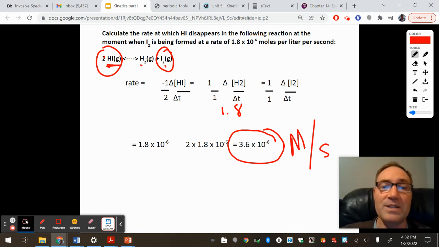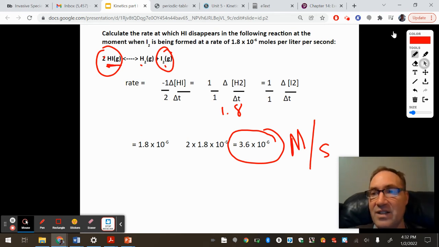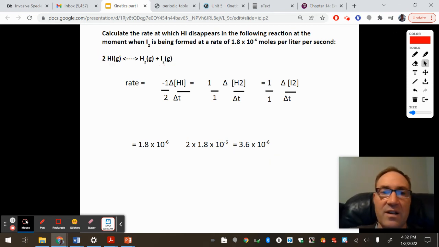Okay, so when expressing it, you use the 1/2 or whatever the coefficient is. That's these coefficients right here. And that is how everything's related to each other.